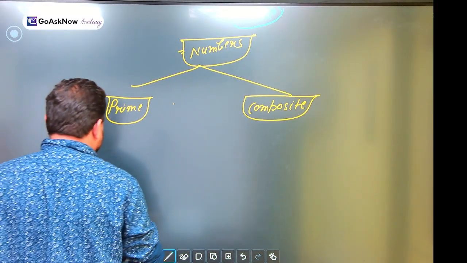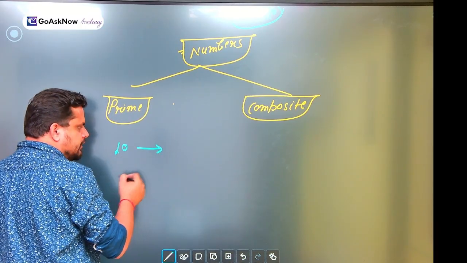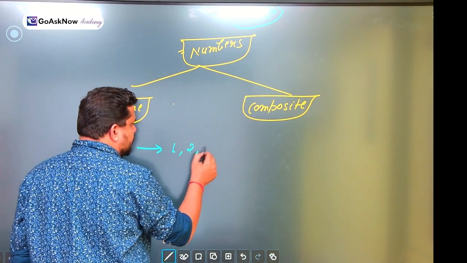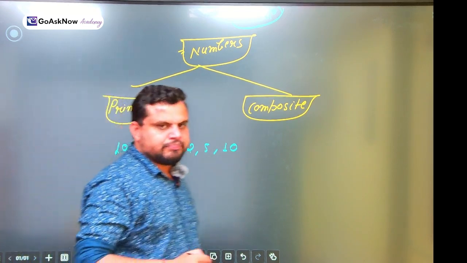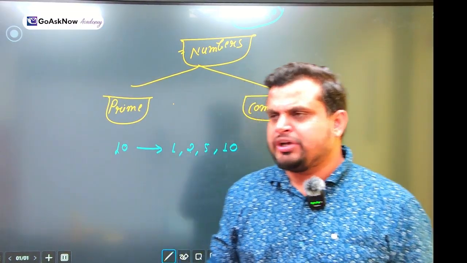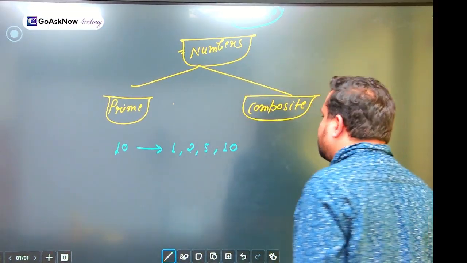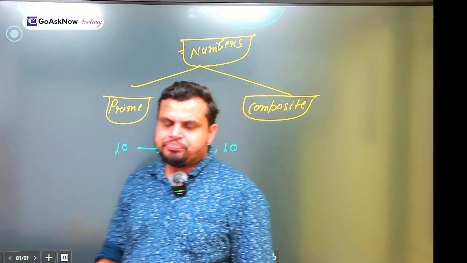Suppose we have a number 10, then what are its factors? The numbers which divide 10, that is 1, 2, 5 and 10. So these are the factors of 10. If somebody doesn't know what a factor is, you can write down that factors of a number are those numbers which divide that particular number.